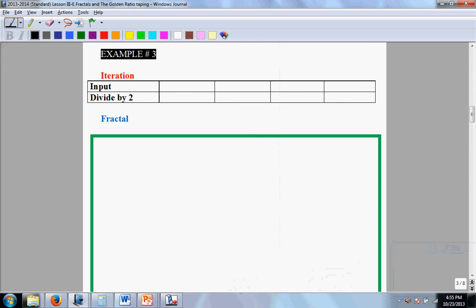So for this one, we're simply going to do another iteration. We're going to simply divide by 2. So I'm going to start with 1 and divide by 2. And I get 1/2. I'm going to bring this up here.